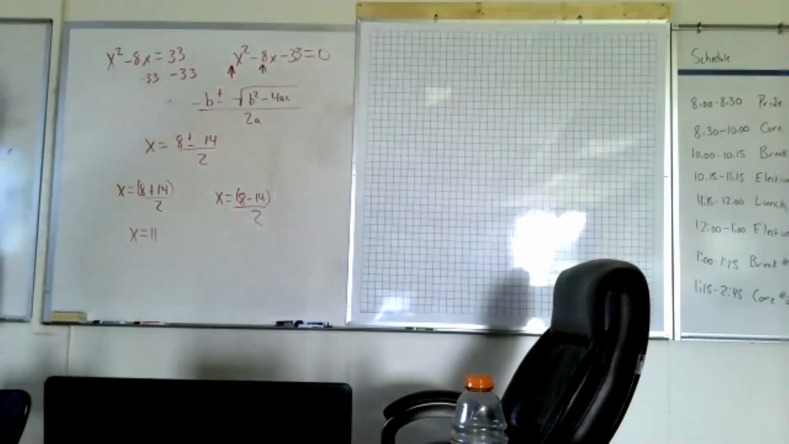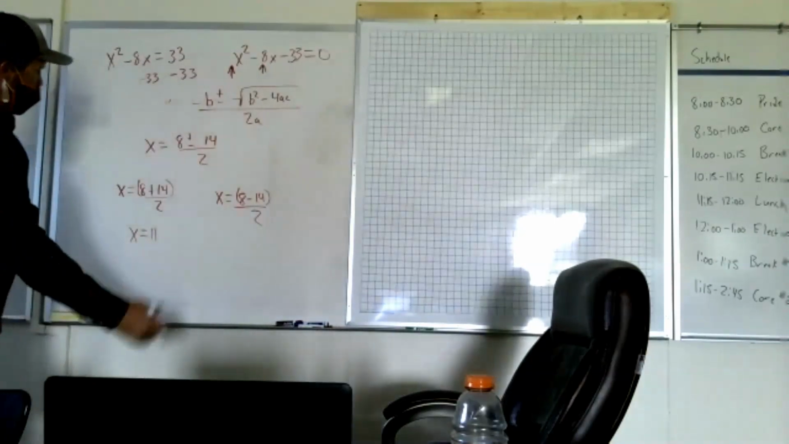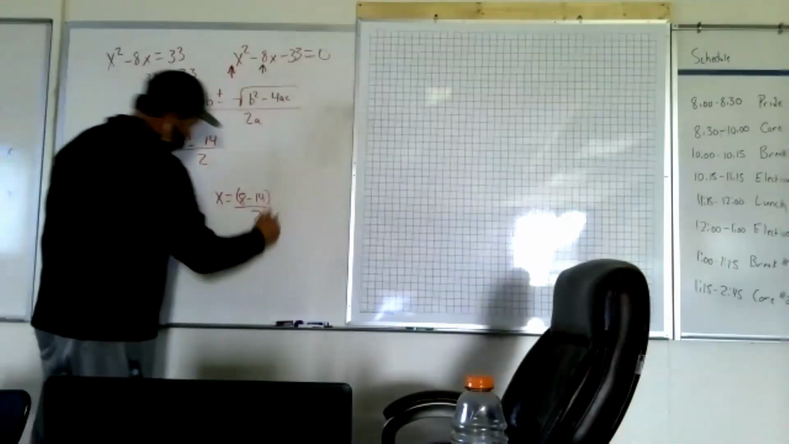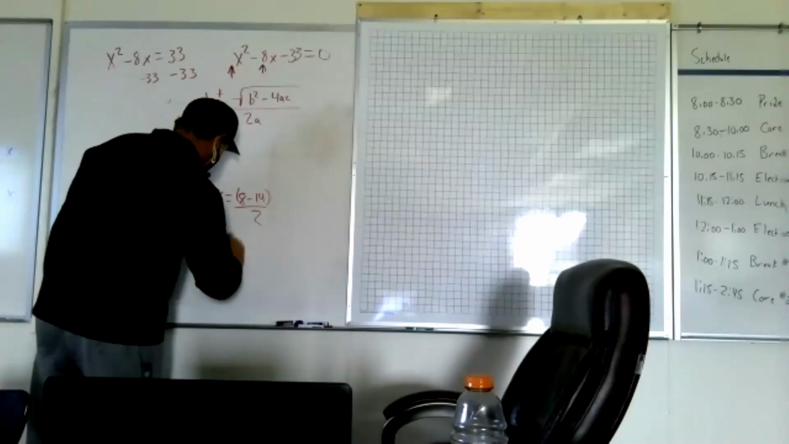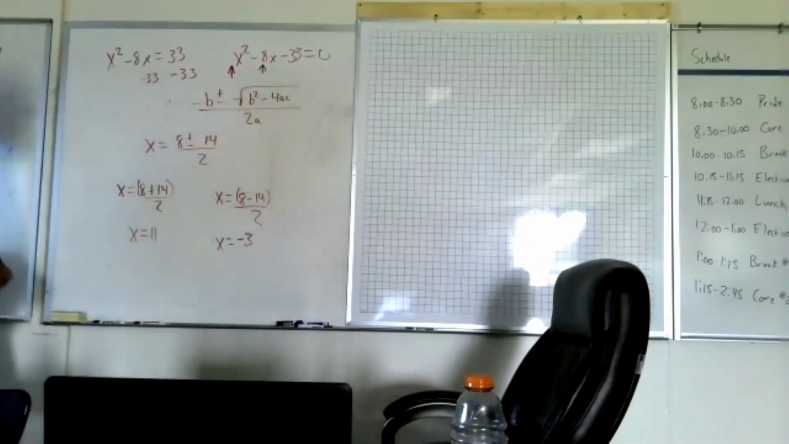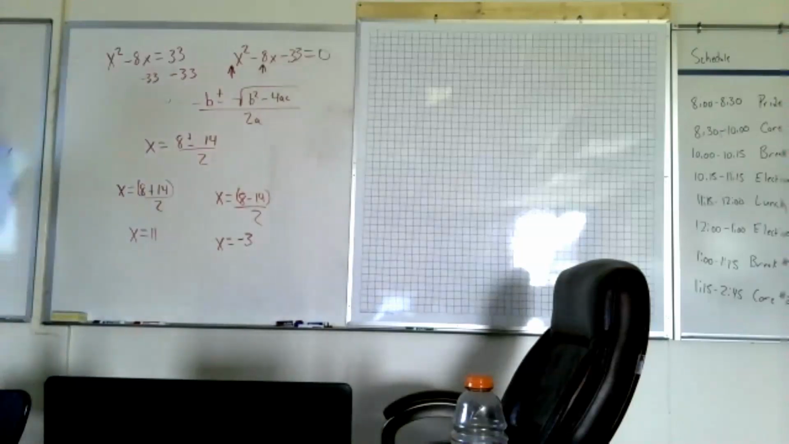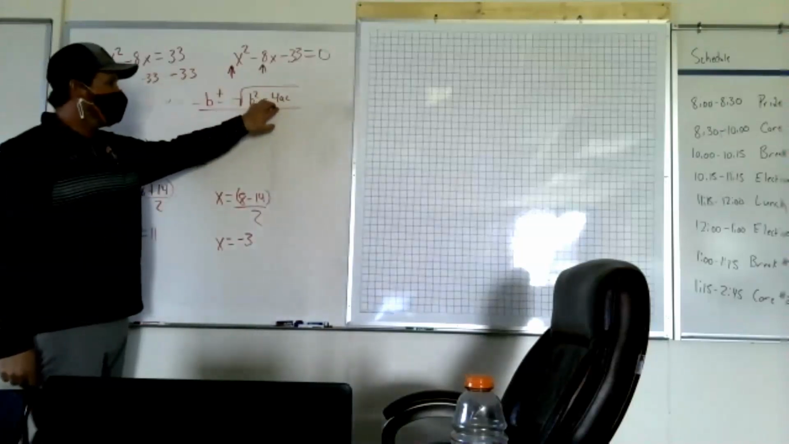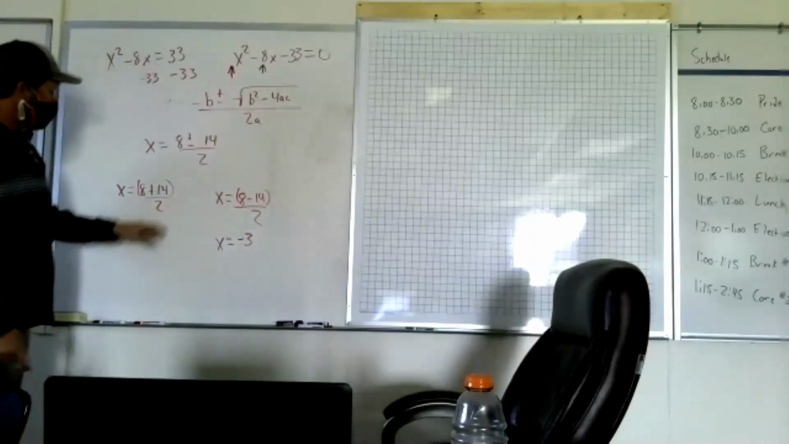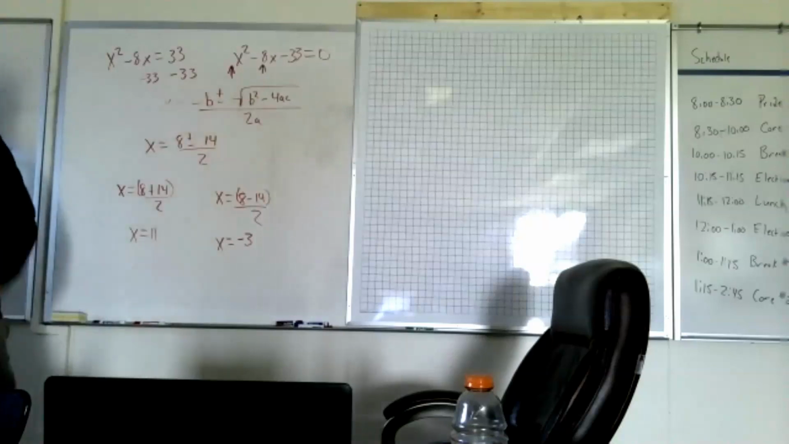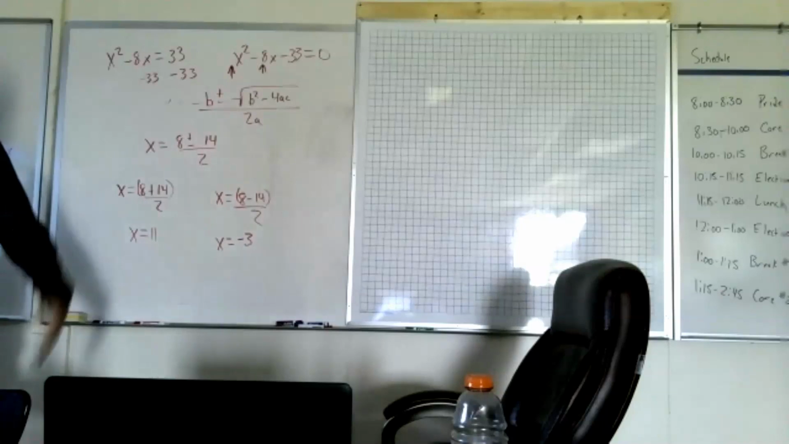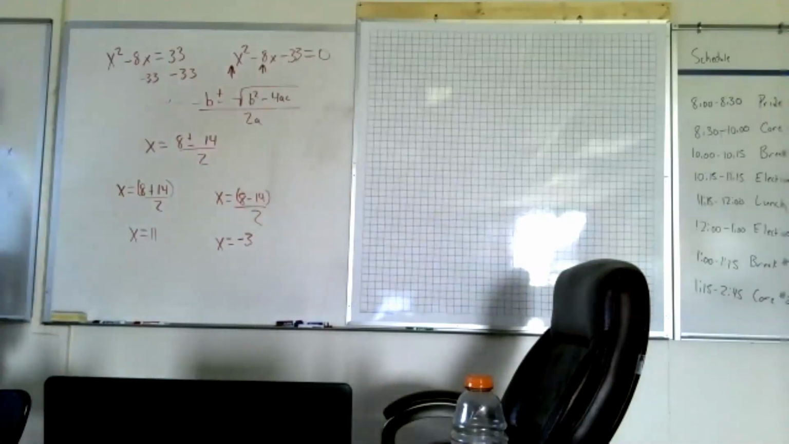That's the first point where the parabola crosses the x-axis. Next, 8 minus 14 gives you negative 6, divided by 2 gives you negative 3. This is one where the discriminant was a perfect square, 196. Since it was a perfect square, we have two rational roots. We don't have the radical staying. We can resolve this, and we want to go all the way down to exact answers.